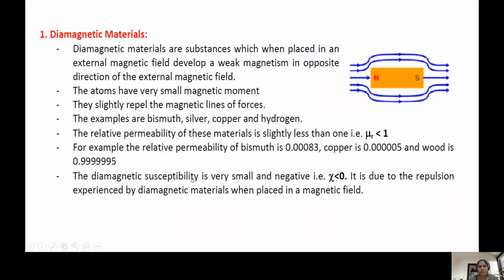The diamagnetic susceptibility is very small and negative, that is, less than 0. It is due to the repulsion experienced by the diamagnetic materials when placed in a magnetic field. As I already told, these materials repel the externally applied magnetic field in exactly the opposite direction. So due to that, the susceptibility value is very small and negative.